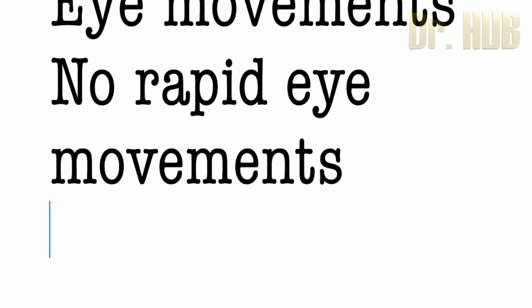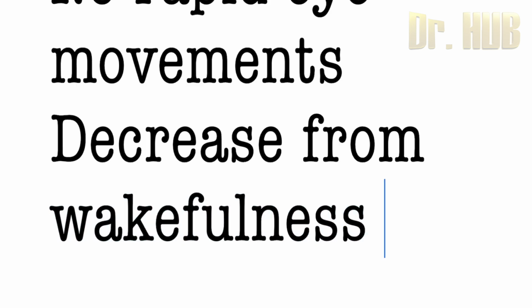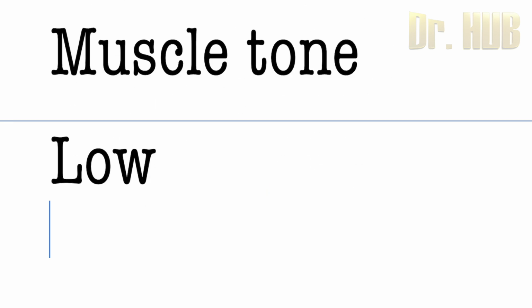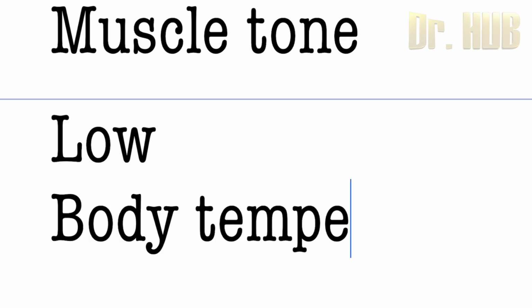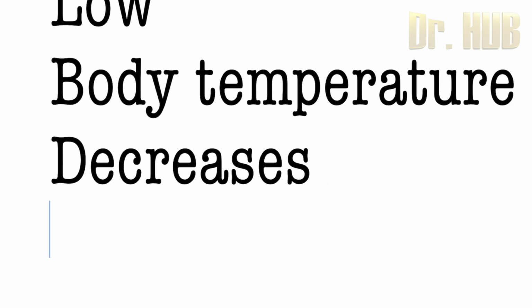The brain activity decreases from wakefulness. Next is muscle tone. The muscle tone becomes low. Then the body temperature decreases. So NREM sleep: no rapid eye movement, the brain activity decreases, the muscle tone is low, the body temperature decreases, and body movement will be present.